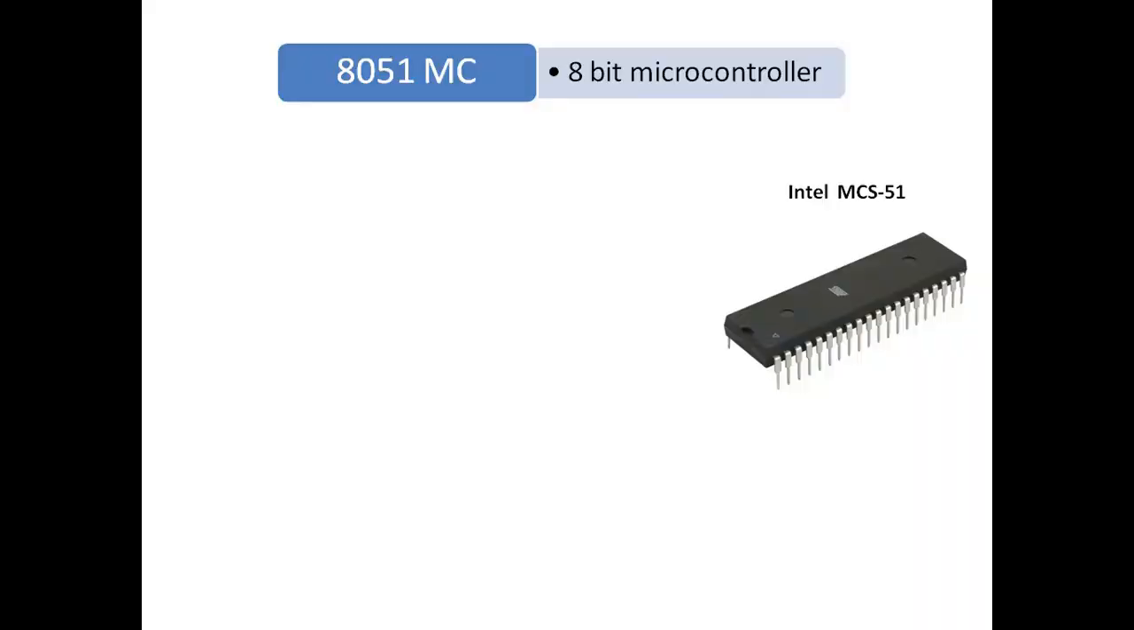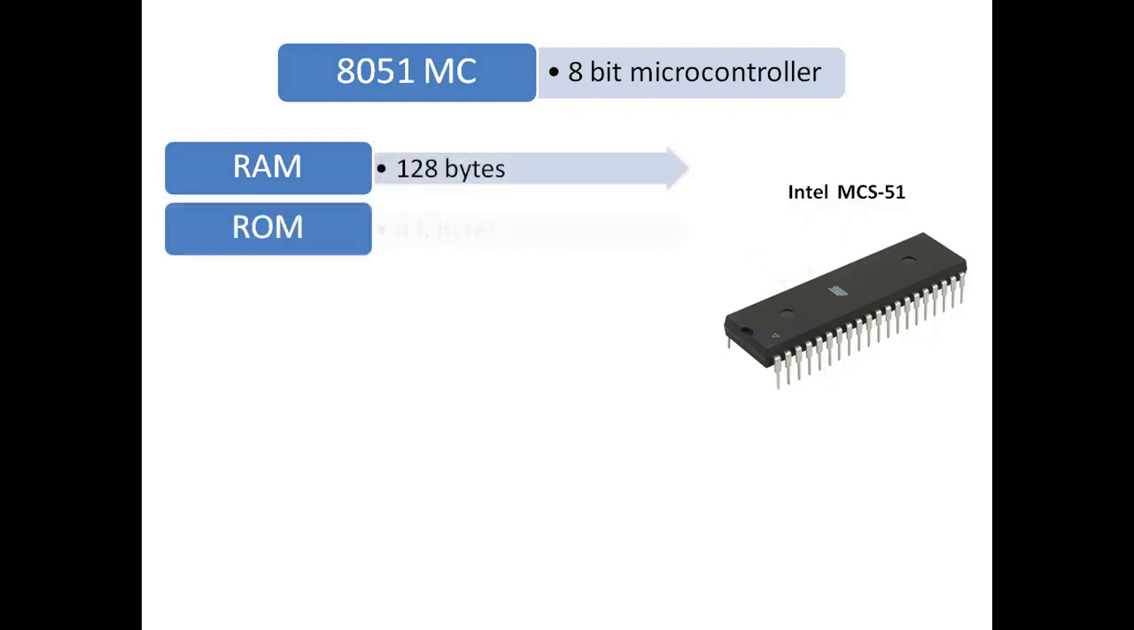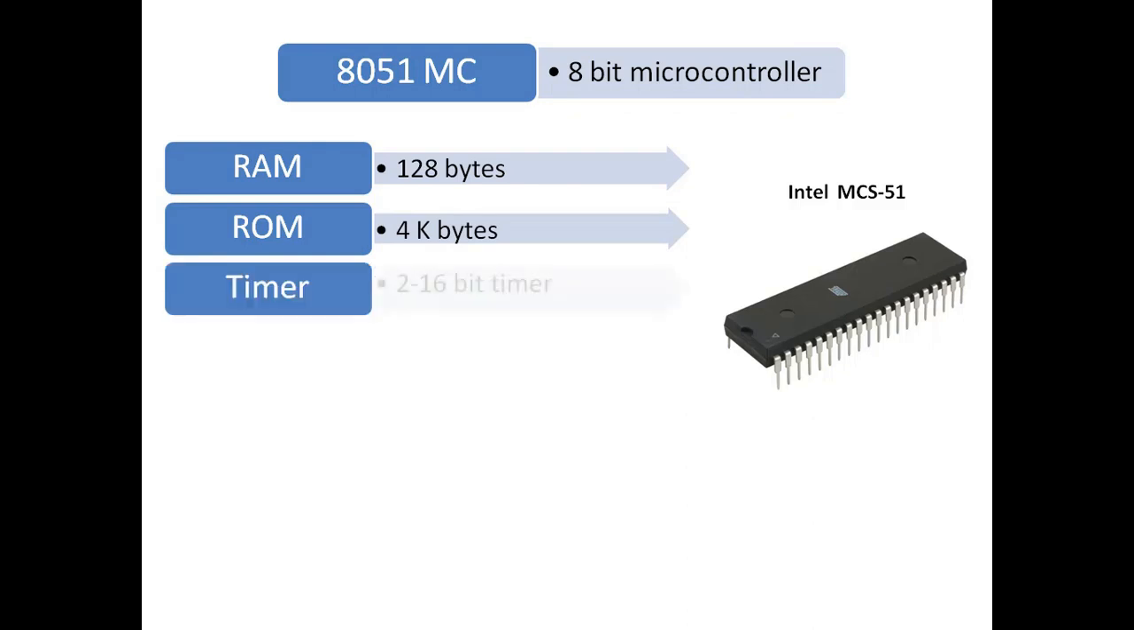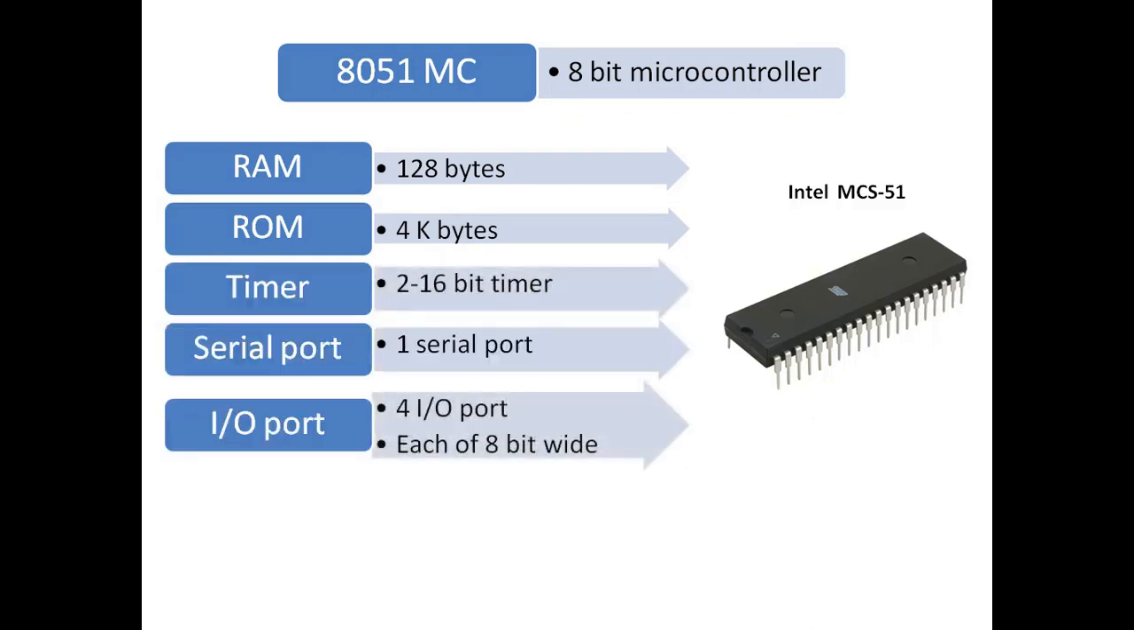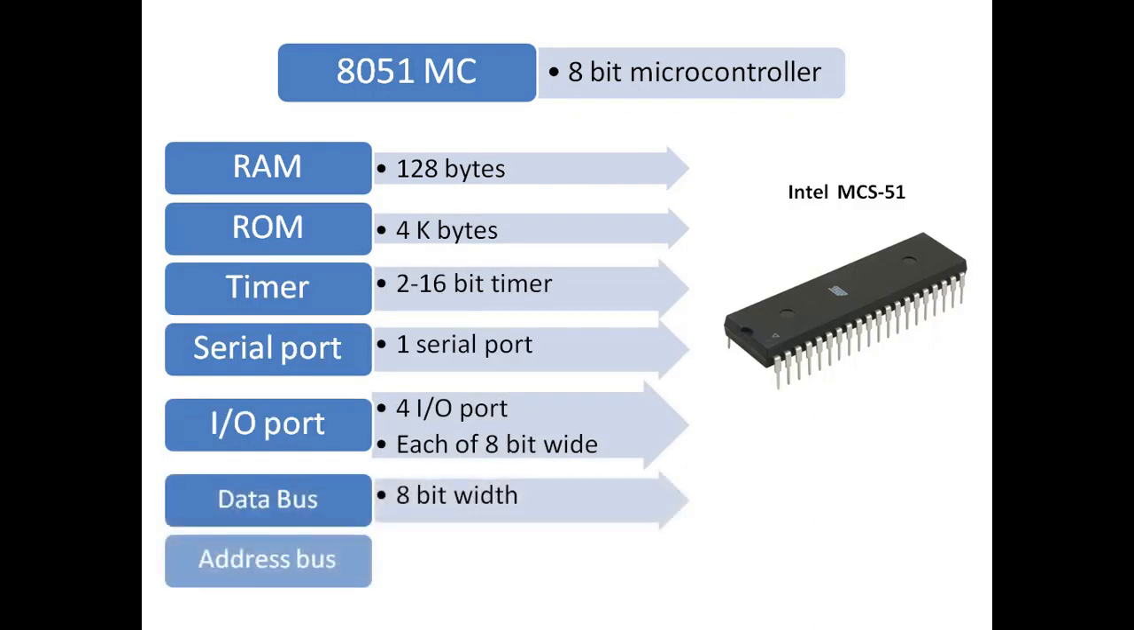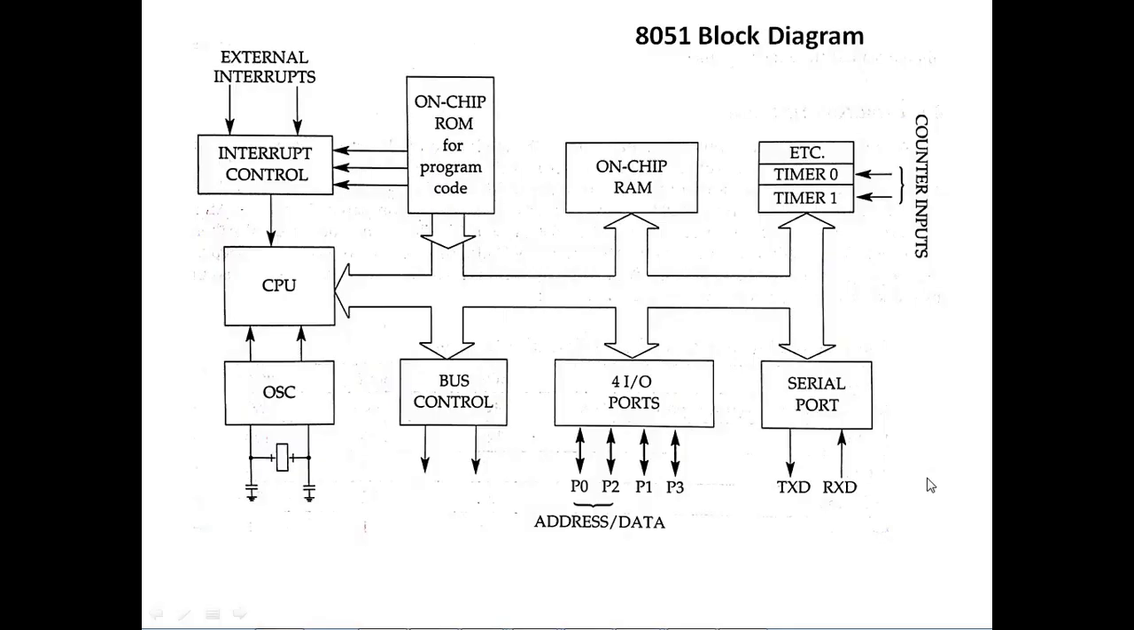8051 is an 8-bit microcontroller originally developed by Intel in the mid-80s. A typical 8051 microcontroller, also known as Intel MCS 51, has the following configuration: RAM 128 bytes, ROM 4 kilobytes, two 16-bit timers, one serial port, four input-output ports, 8-bit data width, and 16-bit address width.